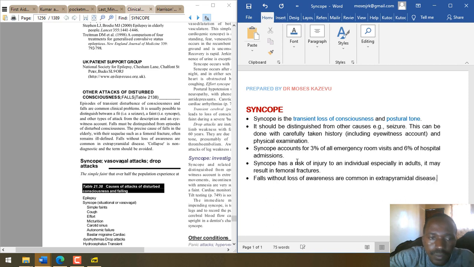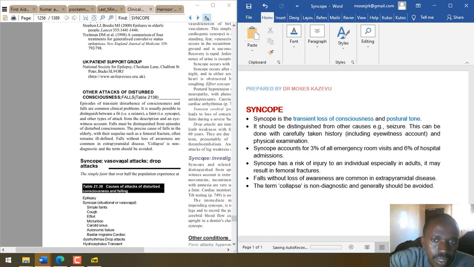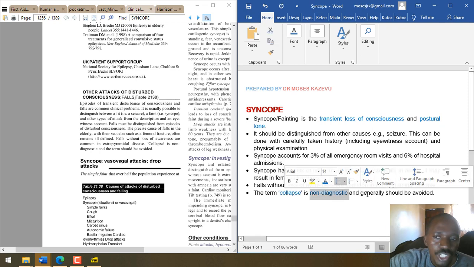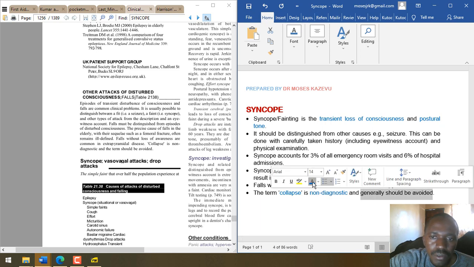Extrapyramidal disease. Okay, that's exactly the term. Collapse is non-diagnostic and generally should be avoided. So we want to use the word syncope or fainting or faint. All right, so we can actually highlight this in blue so that we can have some perspective on that. So generally avoid using the term collapse over there.